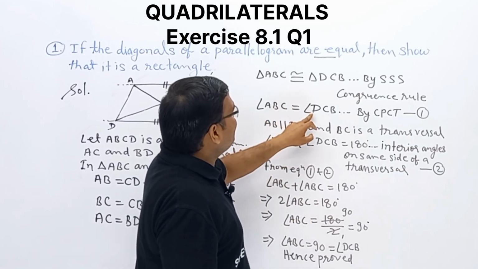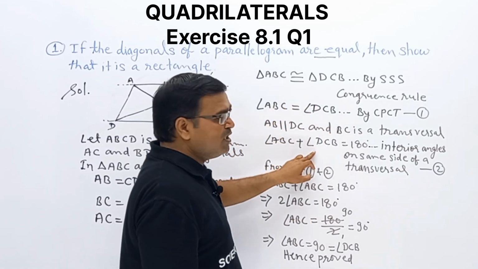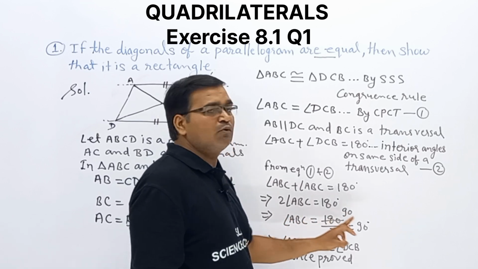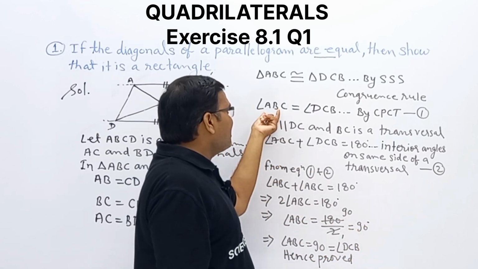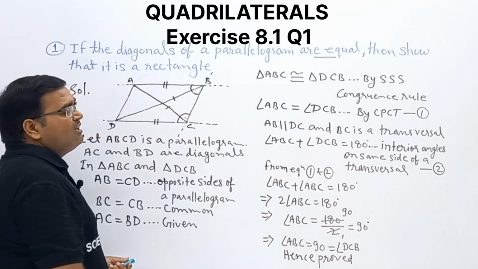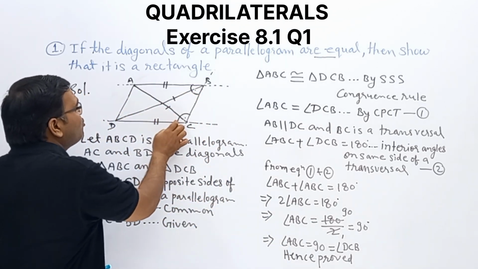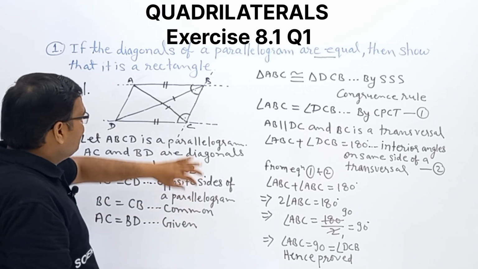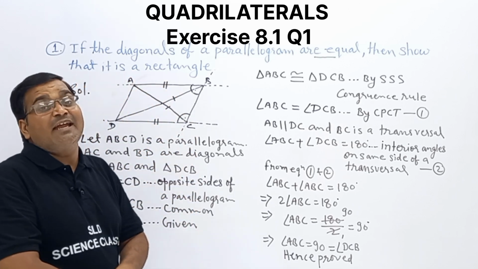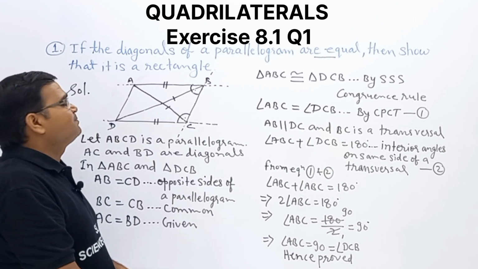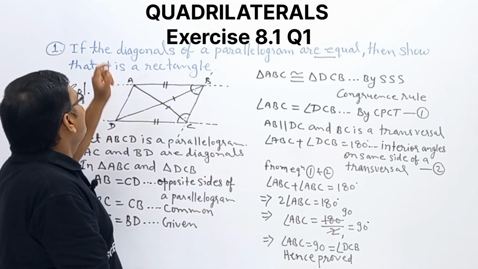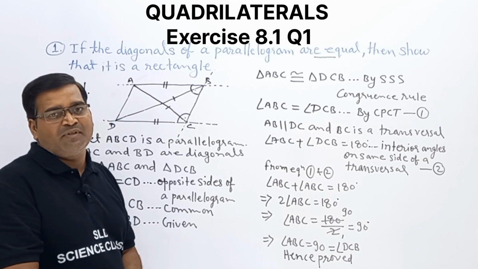Now we put angle DCB equal to angle ABC, in which we get 2 times angle ABC equal to 180. Finally angle ABC equal to 90 degrees. Angle ABC is 90 degrees, it means angle DCB will be 90 degrees. Both we obtain as 90 degrees, it means its opposite angle will be 90, its opposite angle will be 90. And in this way we get all angles of this parallelogram as 90 degrees. It means this parallelogram is a rectangle when both diagonals are equal.